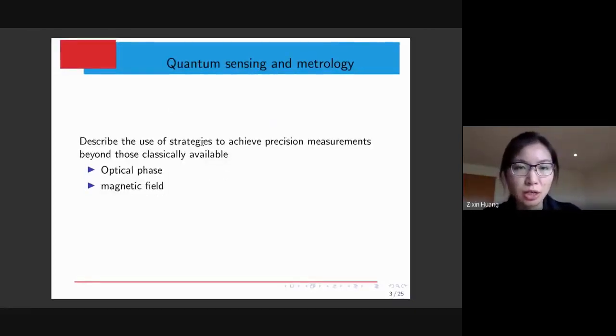Quantum sensing and quantum metrology describe the use of strategies to achieve precision measurements which are beyond those available classically. And the parameter that we want to measure can be anything that you like, but two very important ones are the optical phase, so the optical path length, and the magnetic field. The optical phase is important because many things can be mapped onto it, and magnetic fields are interesting for the measurement of local environments, from microscopy and so on and so forth. So let's have a look.